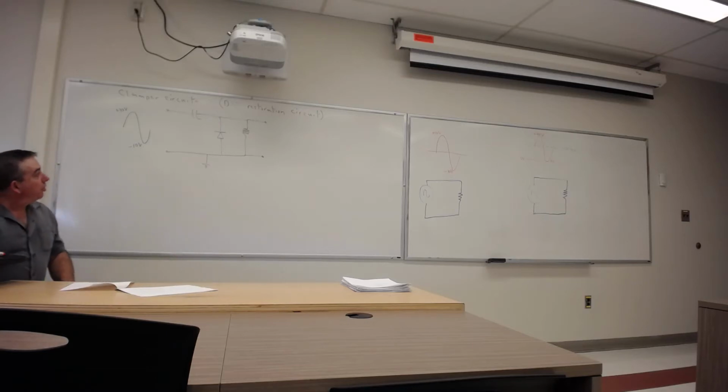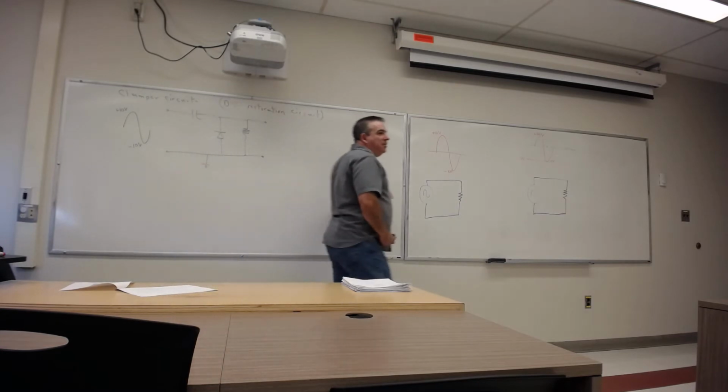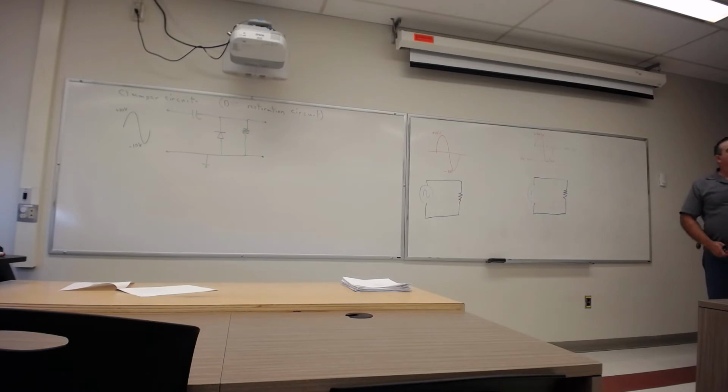Okay, so next thing we're going to talk about are clamper circuits. We call them DC restoration circuits. If you remember when I was showing you the signal generator, we're capable of having an AC signal and also mixing in a DC voltage with it.